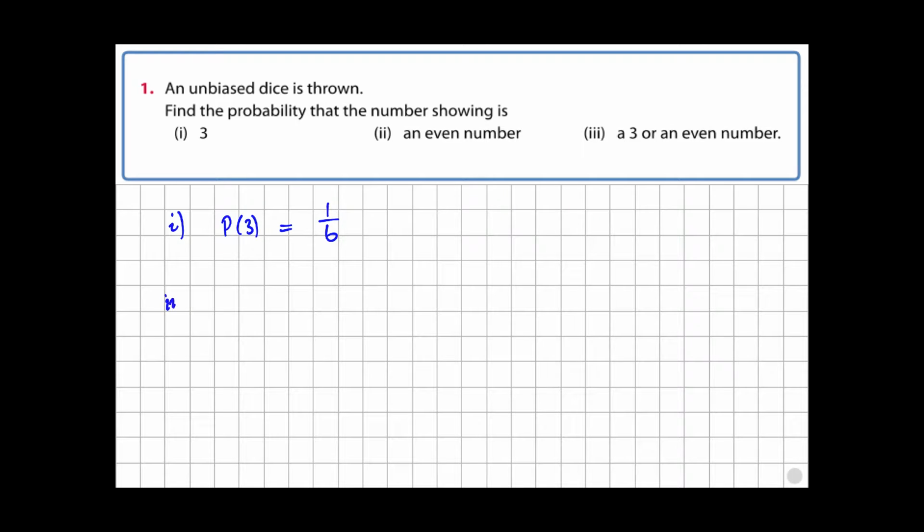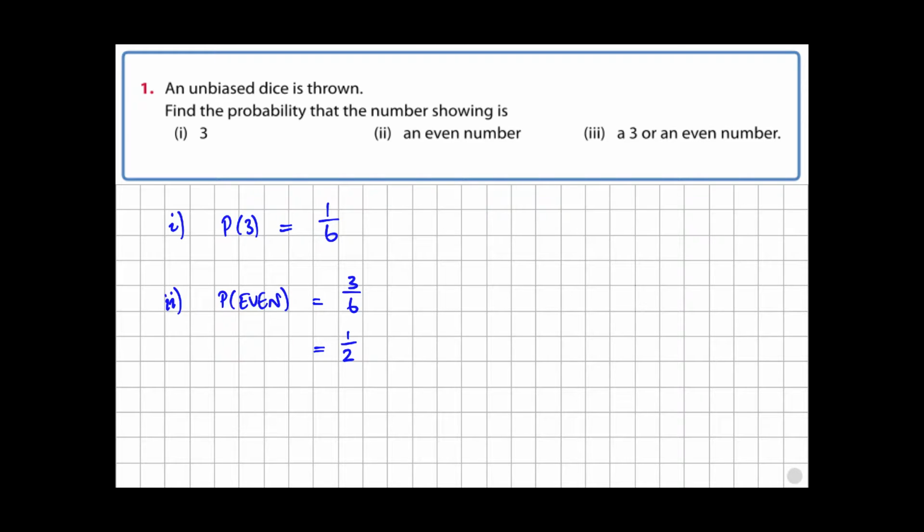For part 2, find the probability of it being an even number. So the probability of it being even, you can get the number 2, you can get the number 4, or you can get the number 6. So that's 3 out of 6. And we can simplify that down to 1 out of 2.